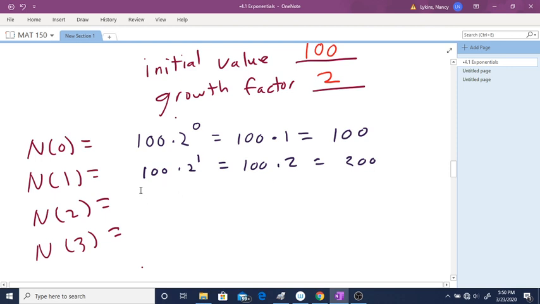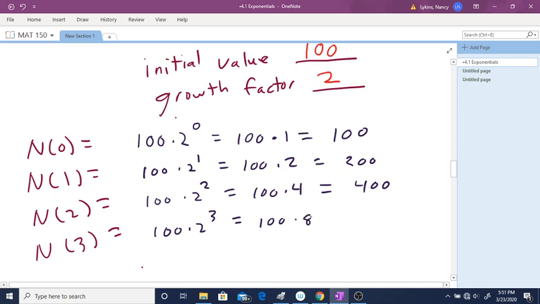Then I want to do n of 2. So that means I've got 100 times 2 squared. 2 squared gives me 4. 100 times 4 is 400. And the very last one is 100 times 2 to the third. A common mistake is to say 2 to the third is 6. No, 2 to the third is 2 times 2 times 2, which in this case is 8. So 100 times 8 is 800.